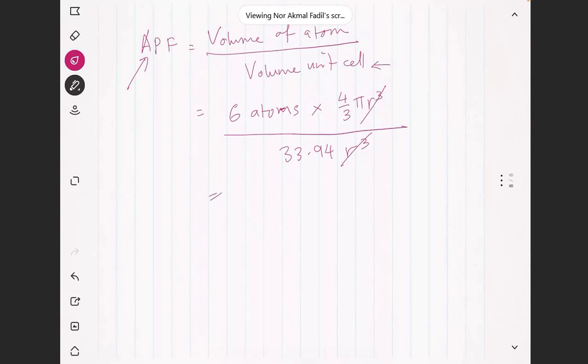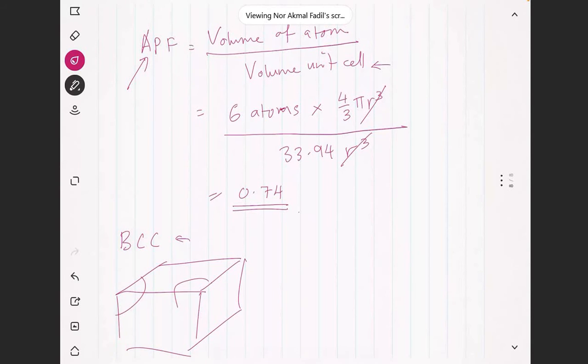So what is the answer? 0.74. So it is similar to FCC. So this is how we determine. The BCC also you can determine by using the same concept. Okay, BCC, we know that BCC has this kind of atomic structure.